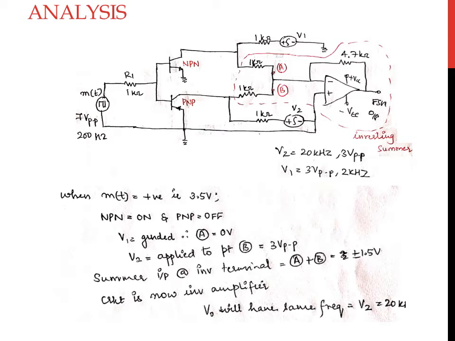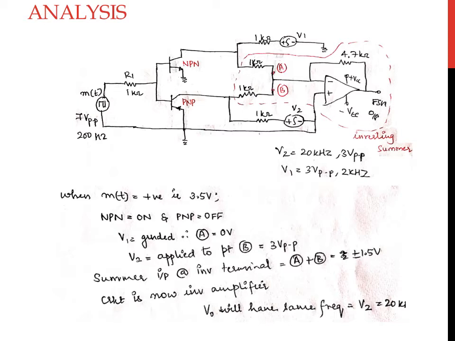When we look into the analysis of the circuit, you can clearly observe that the circuit consists of a combination of transistors along with a summing amplifier circuit. The summer circuit is an inverting summing amplifier circuit. Now let us consider when M of t is positive, that is, 7 volt peak to peak is being applied. So when M of t is positive, you are applying a voltage of plus 3.5 volt to the base terminals of the two transistors, NPN and PNP.